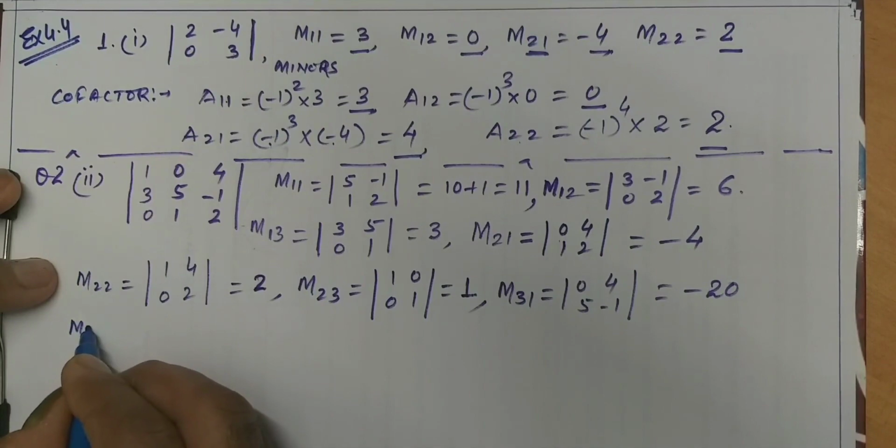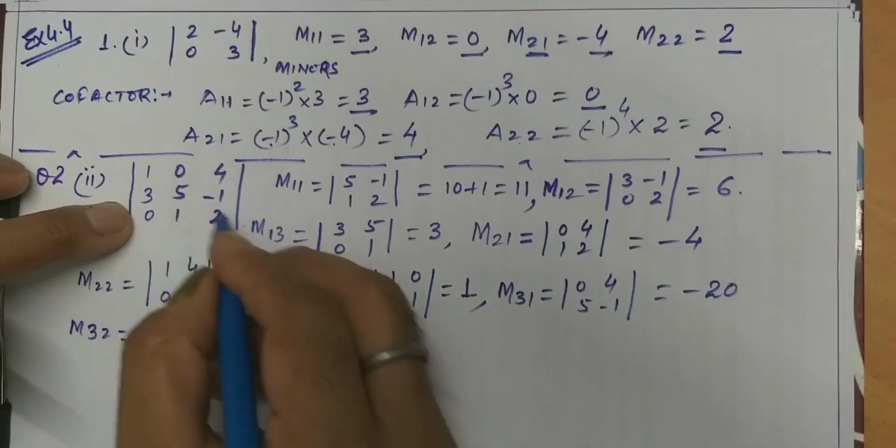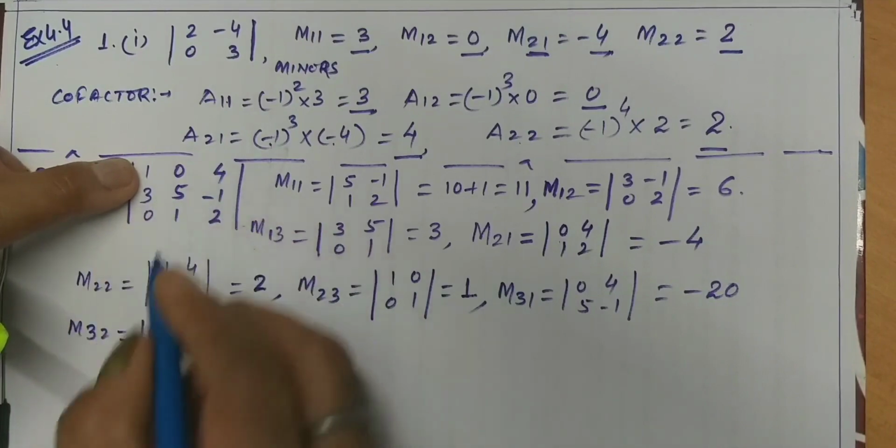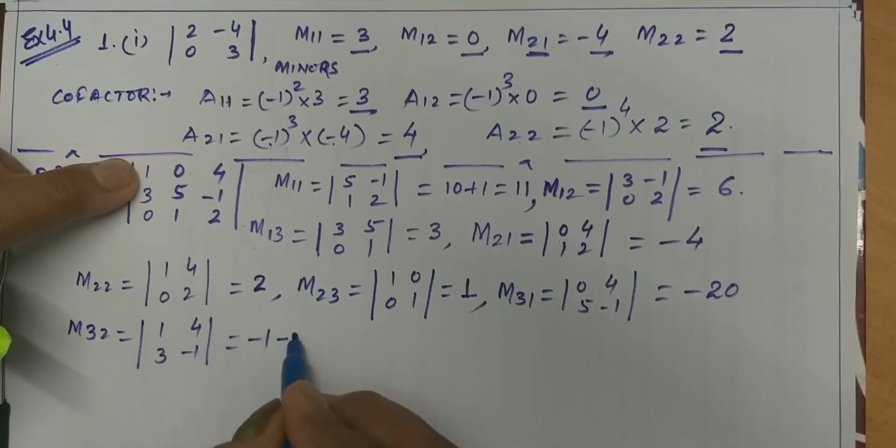M32, which is this one leaving this way: 1 4 and 3 minus 1, which is 1 into minus 1 minus 12, which is equal to minus 13.